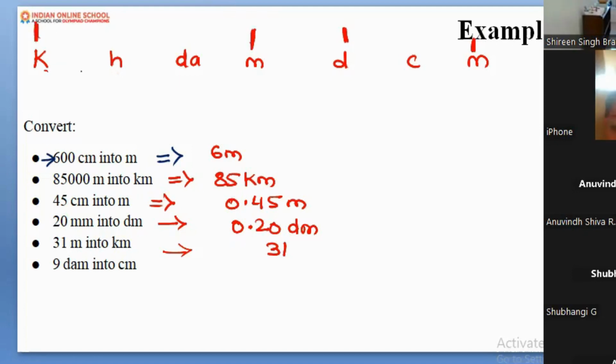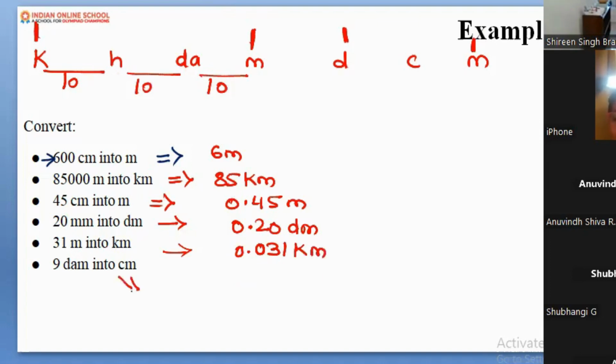I have to convert meter into kilometer. So how many zeros are there in between? Three. Correct. So I need to put the decimal after three digits. Two digits are already there, so I will put one more digit and put one decimal. So my answer becomes 0.031. Very nice.